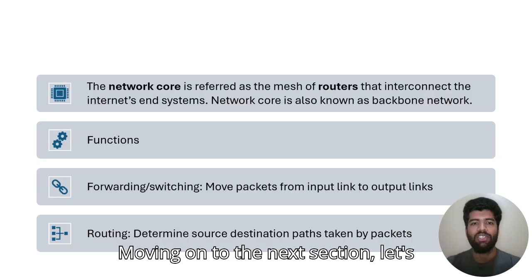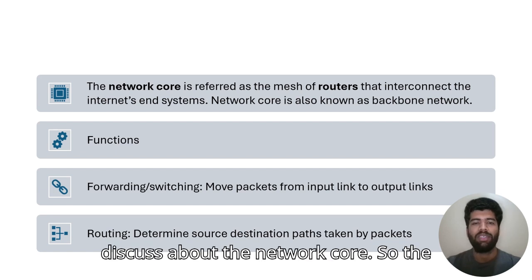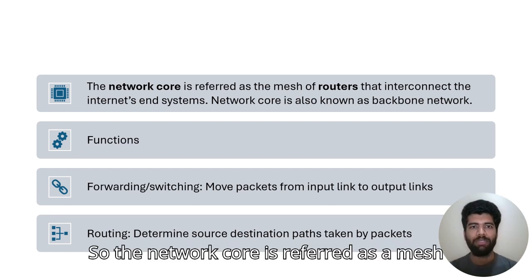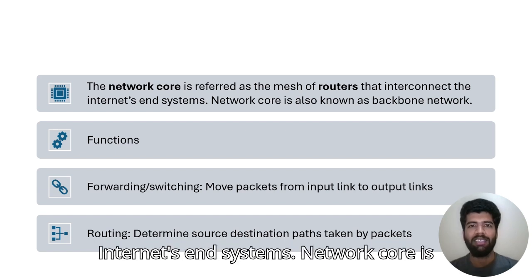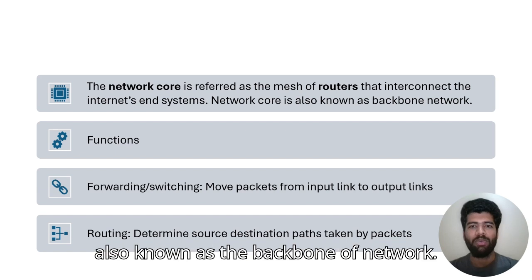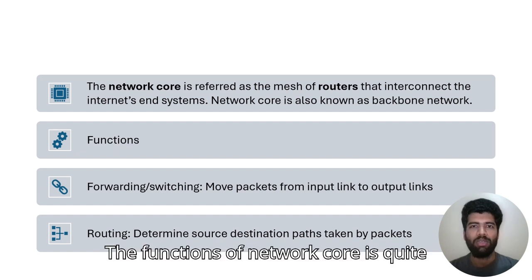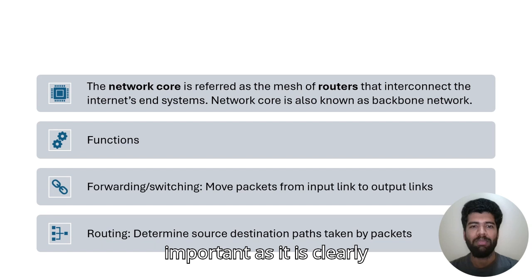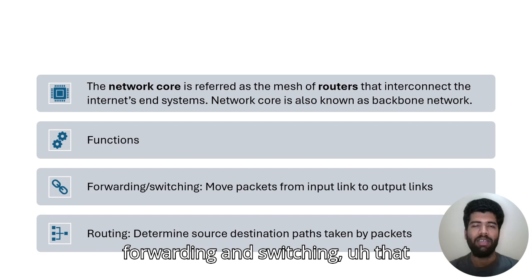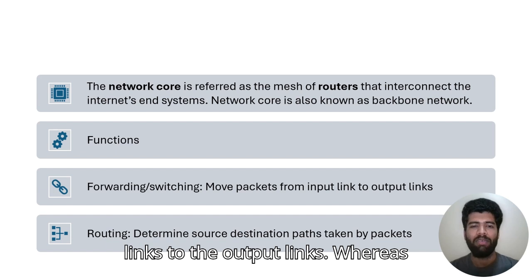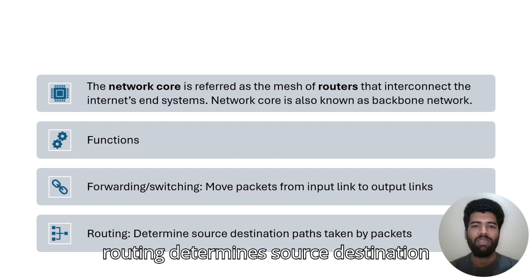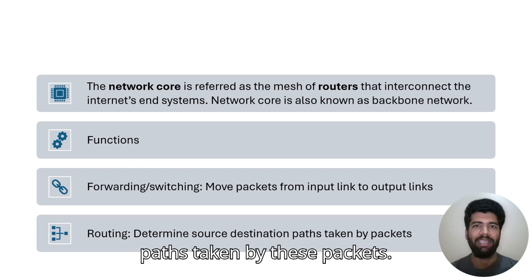Moving on to the next section, let's discuss the network core. The network core is a mesh of routers that interconnect the internet's end systems. The network core is also known as the backbone of the network. The functions of the network core are quite important, as they involve forwarding and switching, which move packets from input links to output links, whereas routing determines the source-to-destination paths taken by these packets.